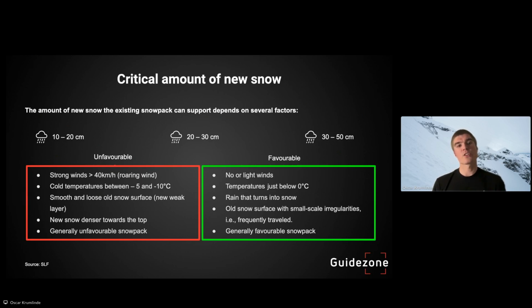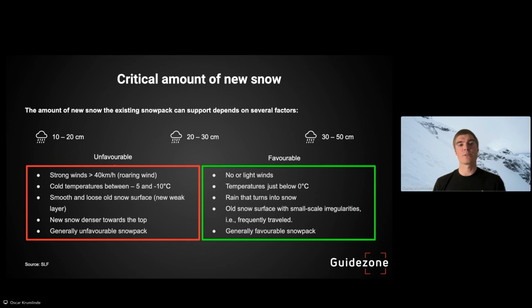Cold temperatures. Cold temperature means that the snow is fluffy and doesn't usually bond as well with the old snow. We can have a smooth and loose old snow surface. This is a perfect new weak layer. We can have new snow denser towards the top, like I described, because of temperature differences. We can have a generally unfavorable snowpack, so that we have very weak layers in the snowpack that are easily triggered. And then the favorable factors, very much the opposite.